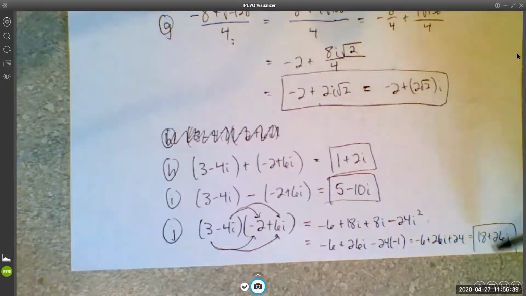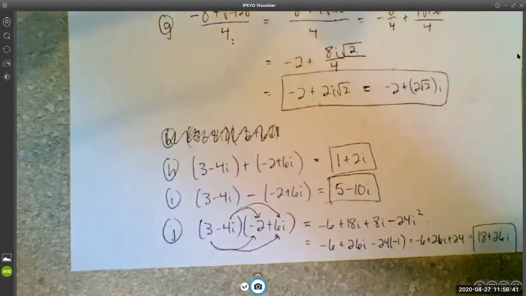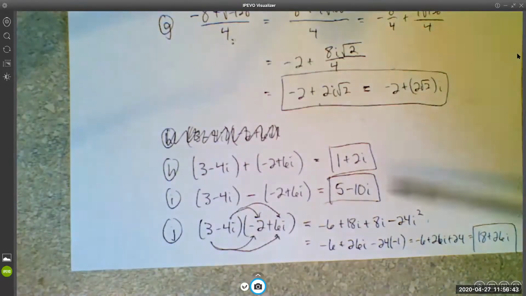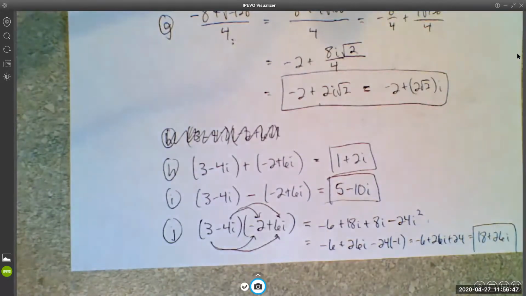And again, when we multiply two complex numbers together, we end up with an answer that's a complex number, right? We end up with something in the form a plus bi. So this is what we're always shooting for. We're always shooting for our answers to look like this. Let me give you another example of multiplication.